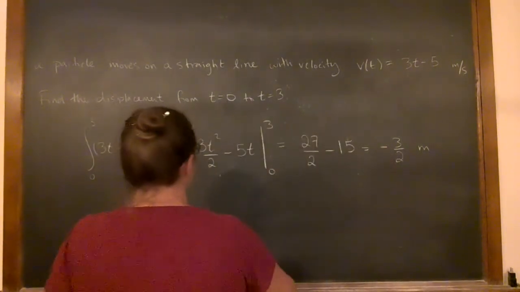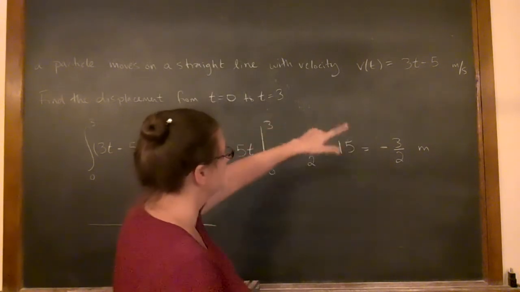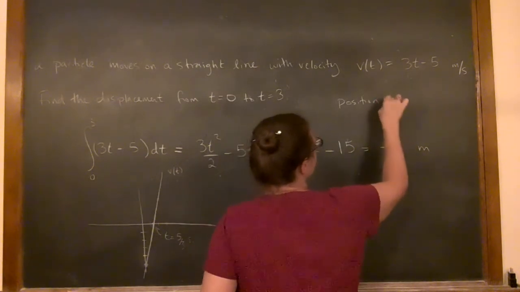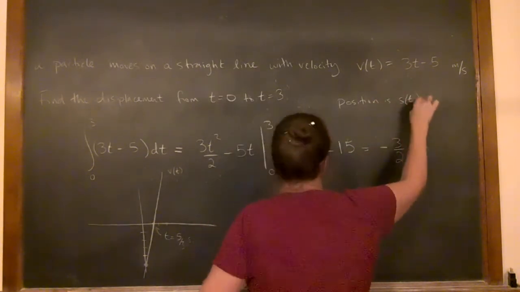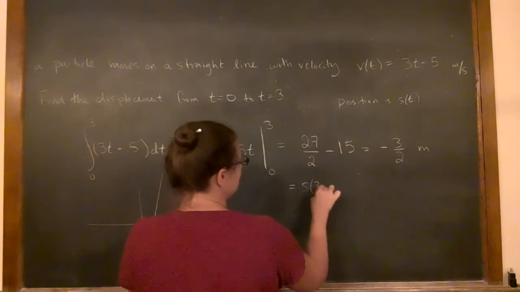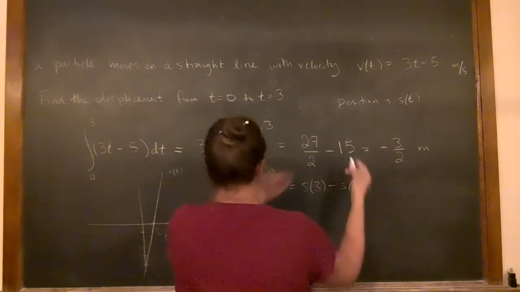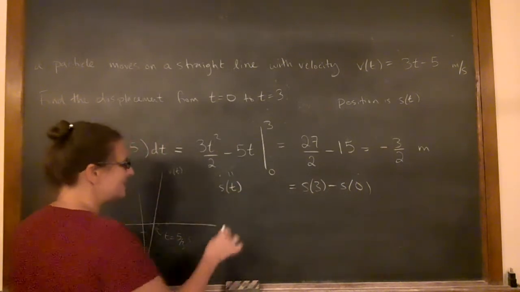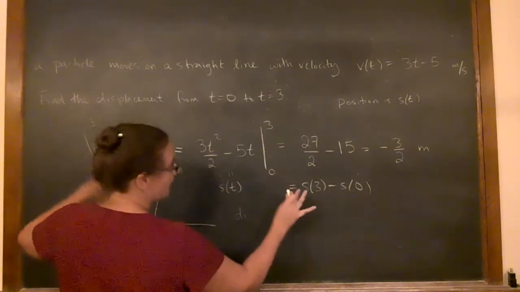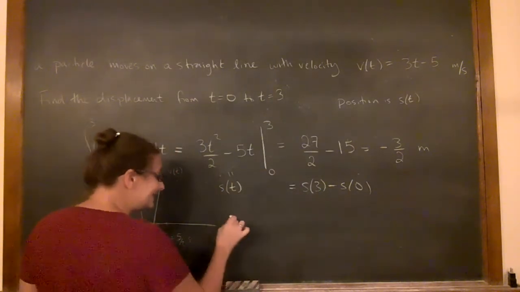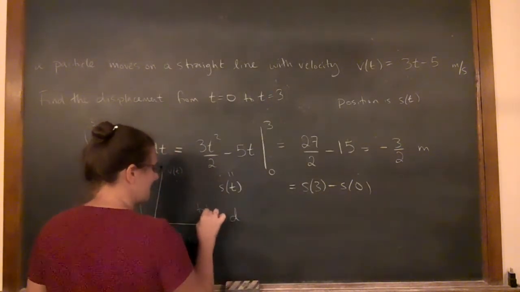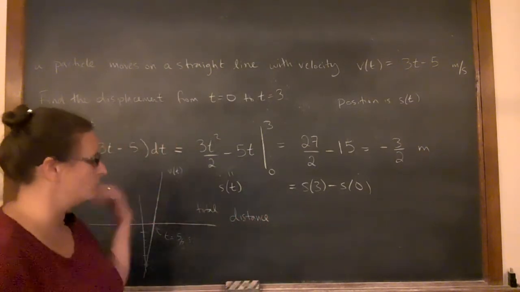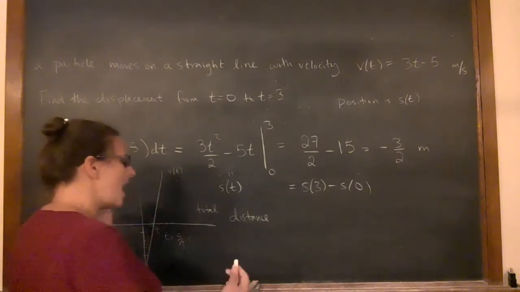Maybe I would write it, since the velocity is v, let's call the position s. We used to do that. So this is just s of 3 minus s of 0, this bit. This is your s of 3, right? So now if I want the displacement, I've got that. But if I want the distance traveled, I have to take into account the fact that less than half the time, or more than half the time, I'm going backwards.